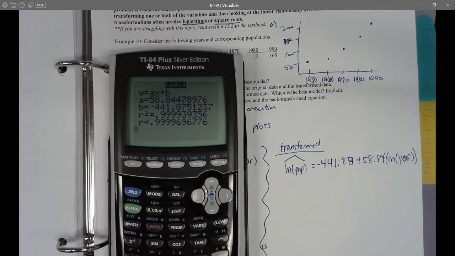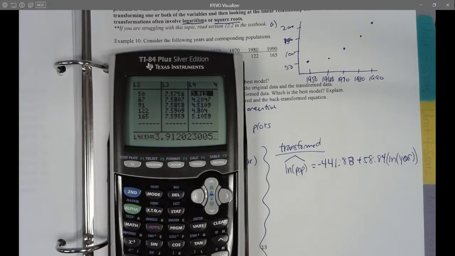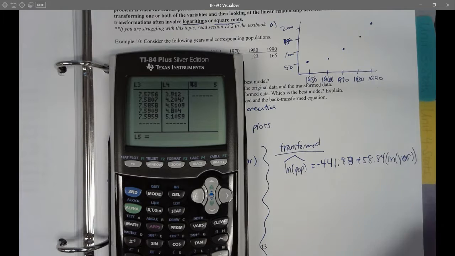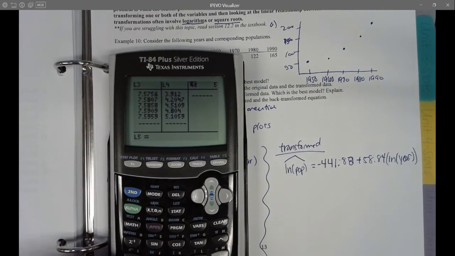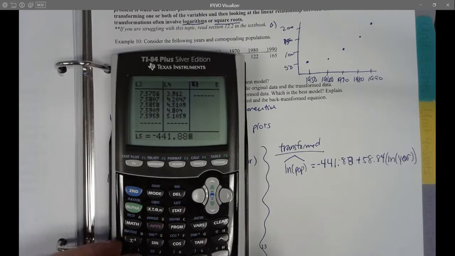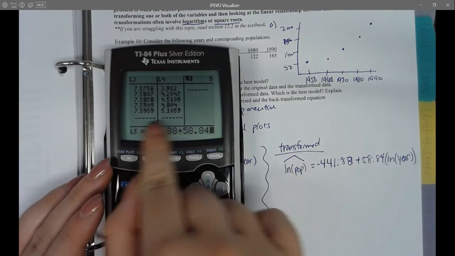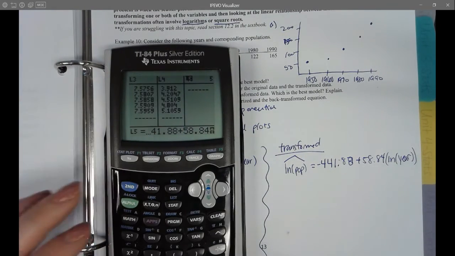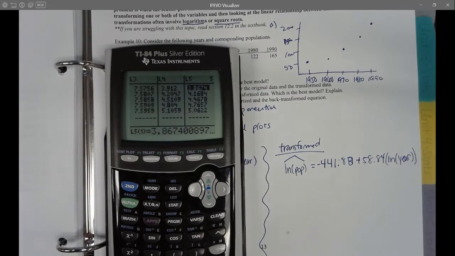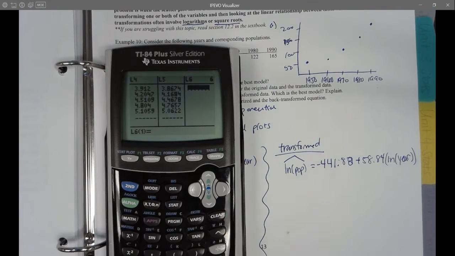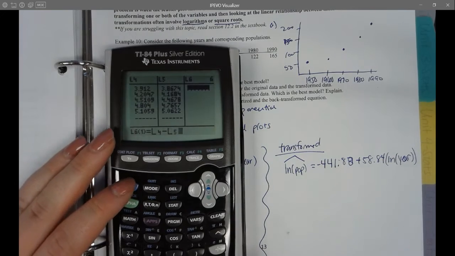All right, let's make our residual plot. I'll do that again on my calculator so you can see it. Always good to get the practice here. I'll go into my lists. I will make list 5 my predicted values for my new one, the natural log of my population. So I have negative 441.88 plus 58.84 times the natural log of year, which was list 3. Okay, there's my predictions. Here are my actual values. In list 6, I'm going to take actual minus predicted: list 4 minus list 5.